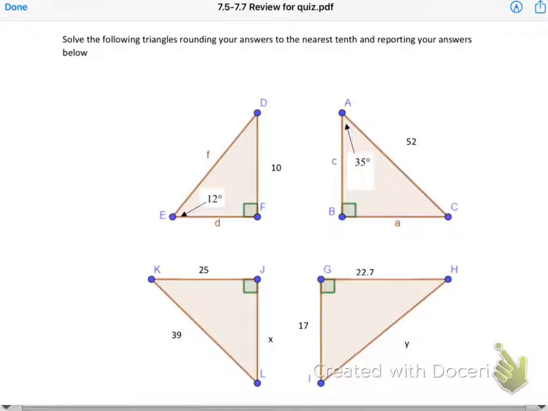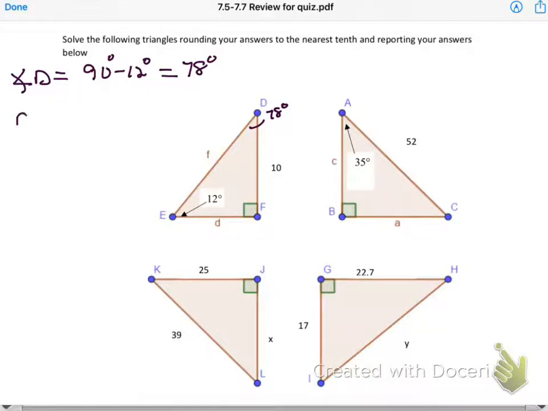So I'm going to use a different color for each triangle. I'm going to do my work to one side of the triangle. So to find angle D for this first triangle, all I have to do is say 90 minus 12, and I get an angle of 78. So this angle D is 78 just by subtraction.